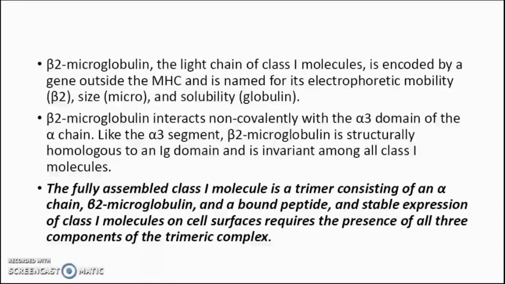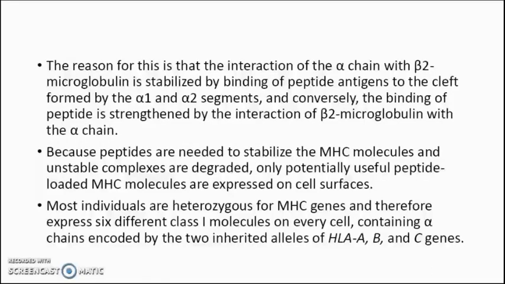The fully assembled class 1 molecule is a trimer consisting of an alpha chain, beta 2 microglobulin, and a bound peptide, and stable expression of class 1 molecule on the cell surface requires the presence of all three components of the trimeric complex. The reason for this is that the interaction of the alpha chain with beta 2 microglobulin is stabilized by binding of peptide antigen to the cleft formed by the alpha 1 and alpha 2 segments, and conversely, the binding of peptide is strengthened by the interaction of beta 2 microglobulin with the alpha chain.